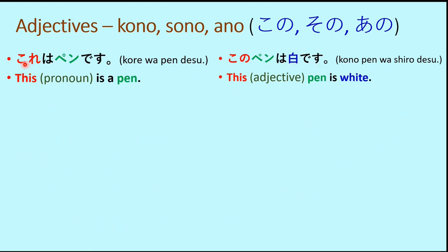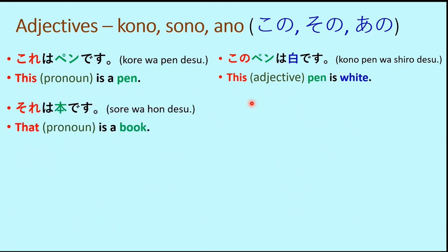And here it was, this is a pen. So there were no qualities, there was no adjective here. This is a pen, a simple sentence, and it talks about the noun, which is pen. So this is a pronoun. This is a pen, kore wa pen desu. And this pen is white, kono pen wa shiro desu. Here, this is an adjective.